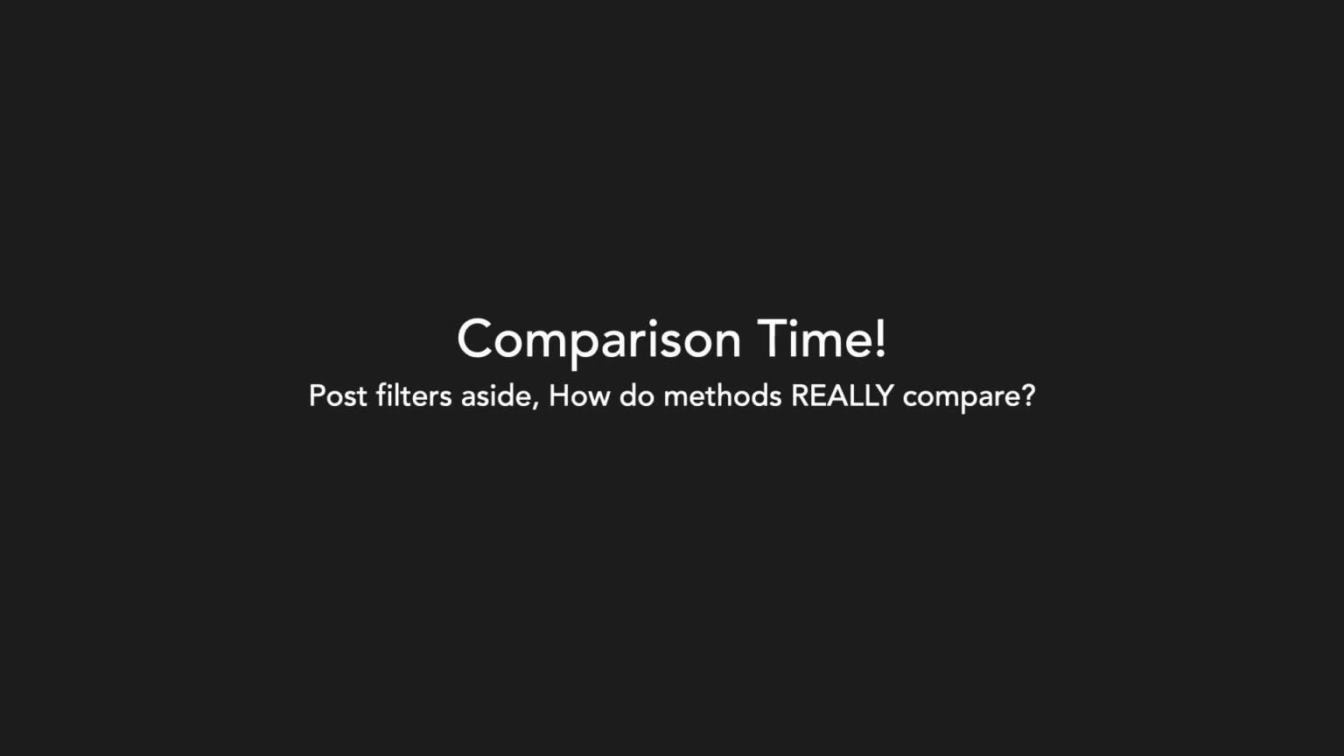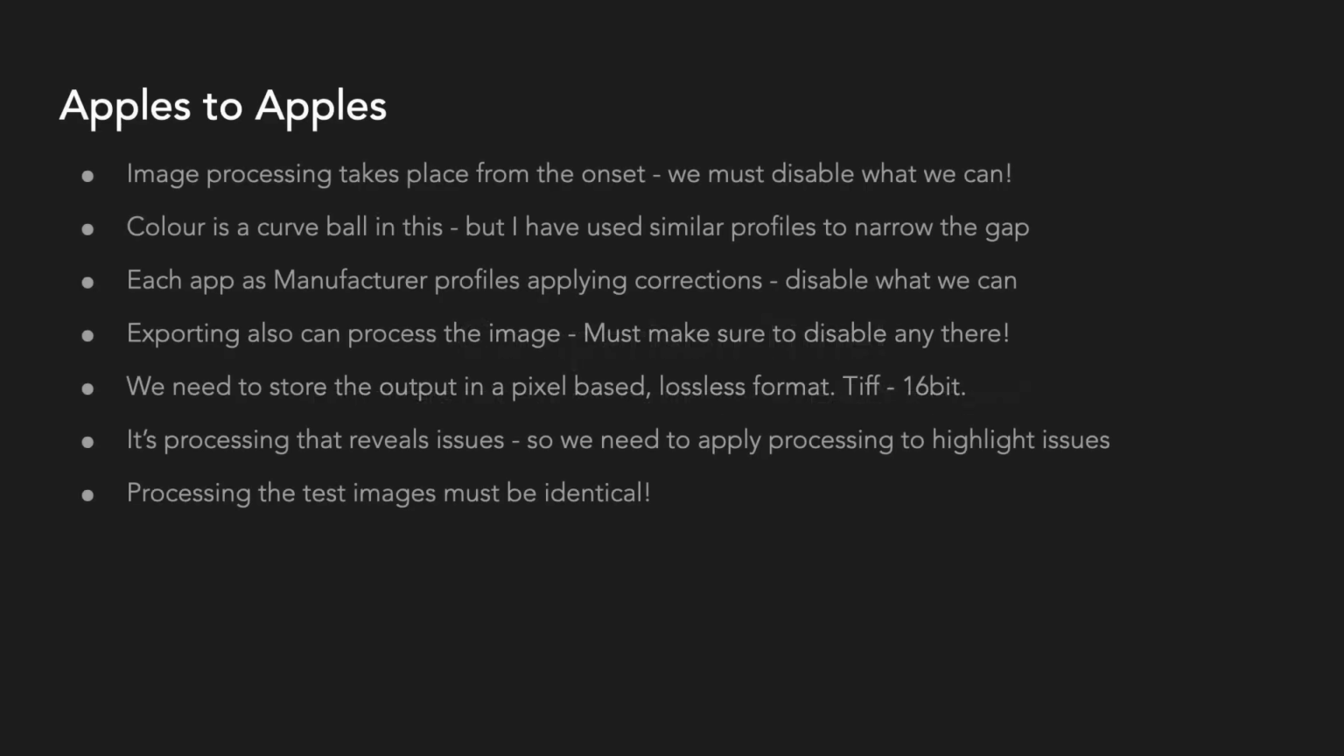So, post filters aside, how do the methods around demosaicing in those two softwares actually really compare? And this is where we come into apples to apples. A lot of the comparisons I've seen have not taken all these other things into account, and they make a big difference. So let's talk about some of the key things that we want to be looking at when we're comparing the results of transcoding our raw files into pixels.